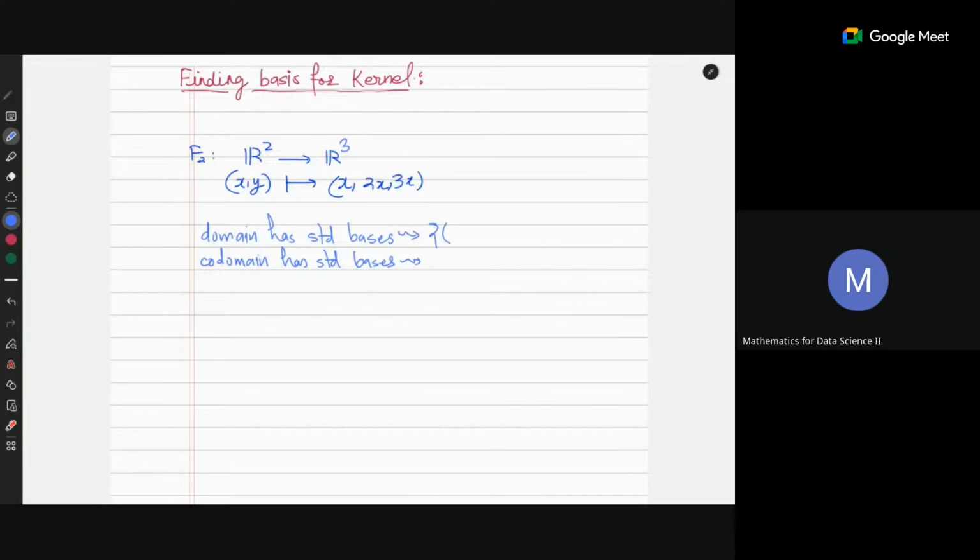So what is the domain? Domain basis is 100. Like what is the codomain basis? Codomain basis is anyone? Sir, the same. Oh, sorry. Okay, 10. Yes, sir.